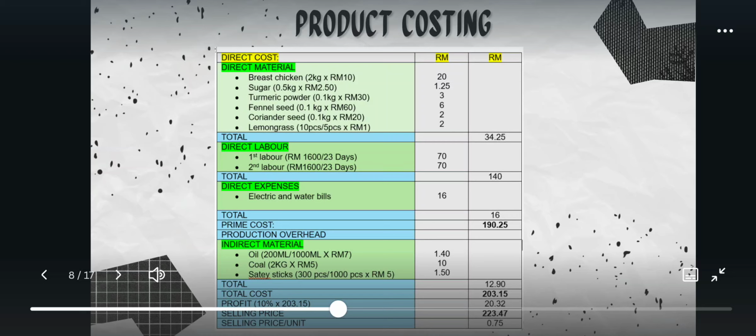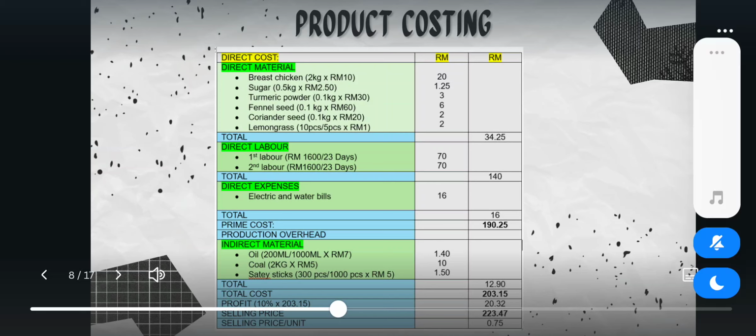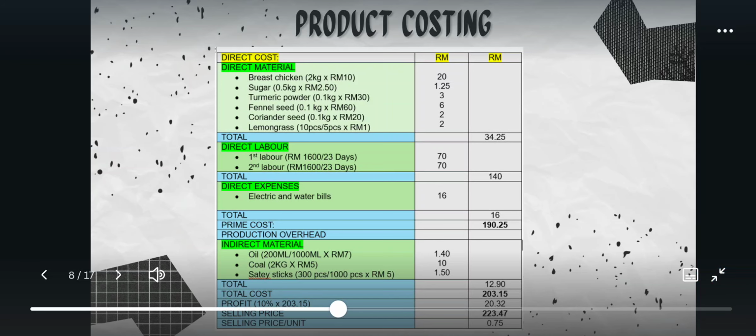For direct expenses, which are electric and water bills, the price is 16 ringgit. And to find the prime cost, we total up the direct material, direct labor, and direct expenses price, which is 34 ringgit 25 cents plus 140 ringgit plus 16 ringgit. The answer will be 190 ringgit and 25 cents.